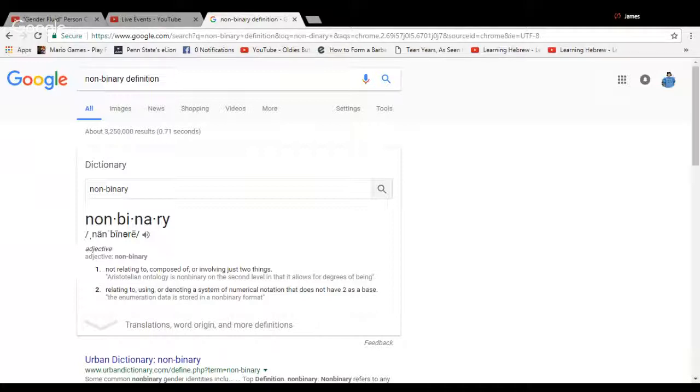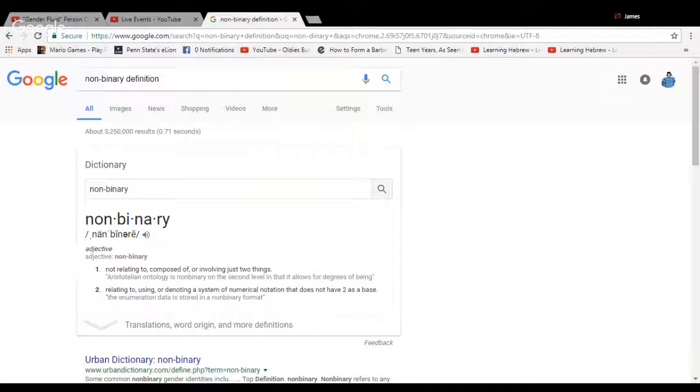So essentially, what the definition of non-binary is, it deals with something that just isn't one or the other. And this does not apply to quote unquote gender fluid people, because non-binary also in scientific terms means something not living. Green is non-binary. It's not one or the other. It's made of two things.